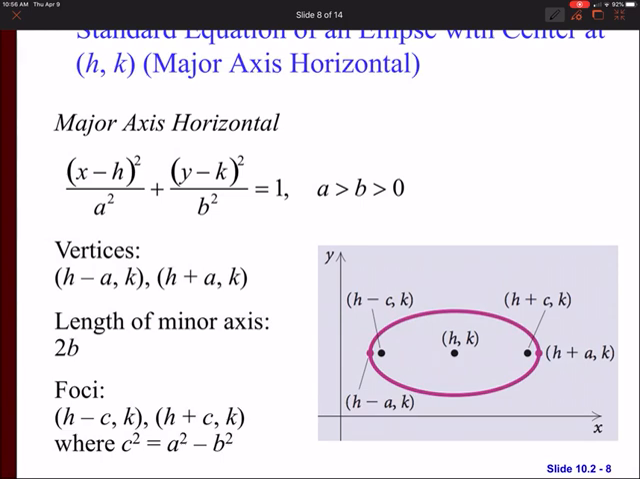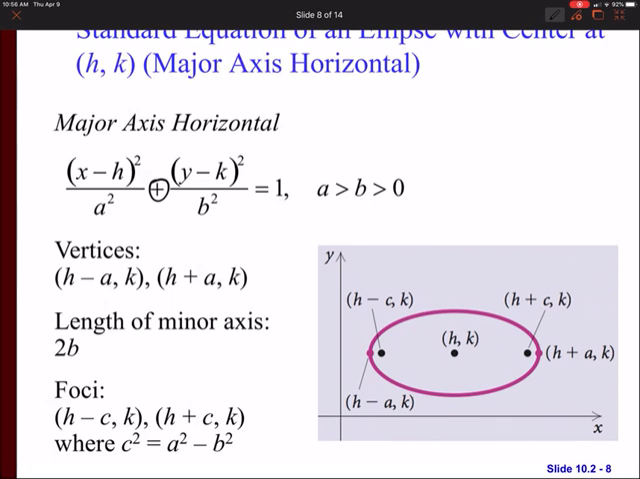So what is the standard form equation? That's been our key, right, the standard form equation. We've talked about the standard form of the parabola. We've talked about the standard form of the circle. Now we're going to add to it the standard form of the ellipse, which is centered at the point H, K. So with that said, we have the sum of two squared terms.